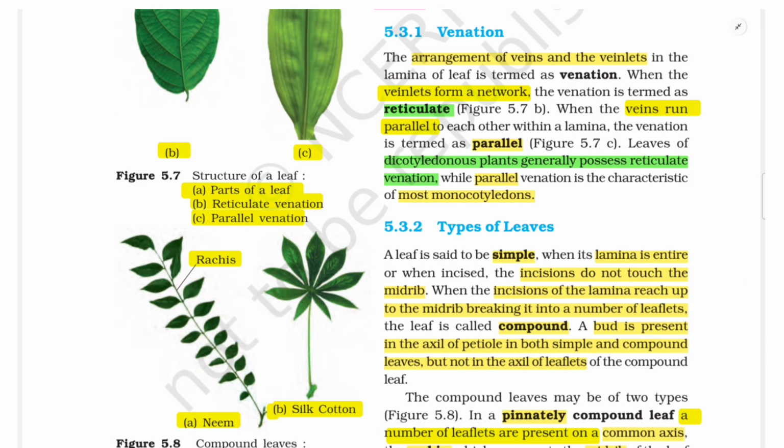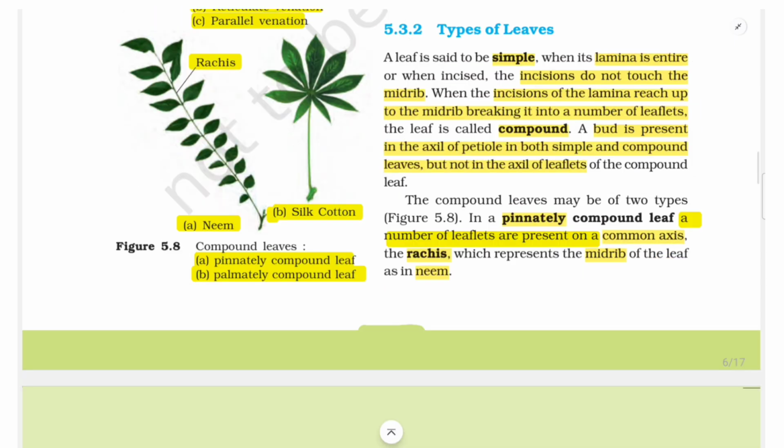5.3.1 Venation. The arrangement of veins and the veinlets in the lamina of leaf is termed as venation. When the veinlets form a network, the venation is termed as reticulate, figure 5.7b. When the veins run parallel to each other within a lamina, the venation is termed as parallel, figure 5.7c. Leaves of dicotyledonous plants generally possess a reticulate venation, while parallel venation is the characteristic of most monocotyledons.